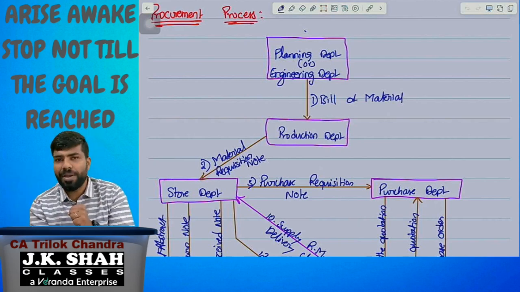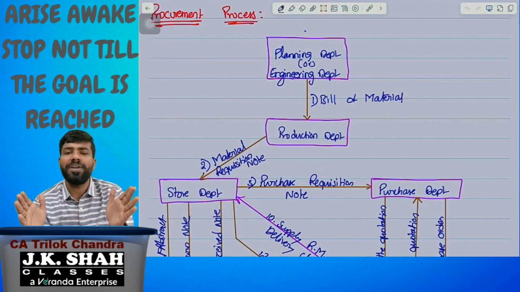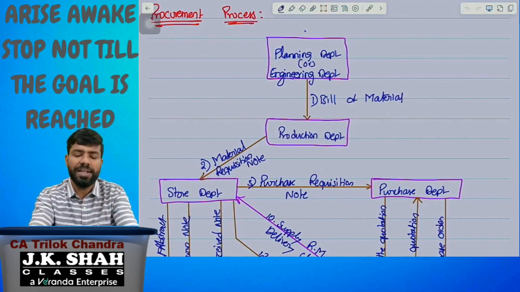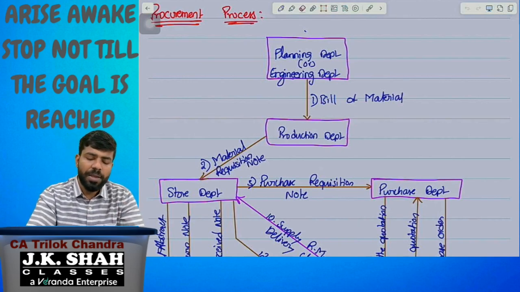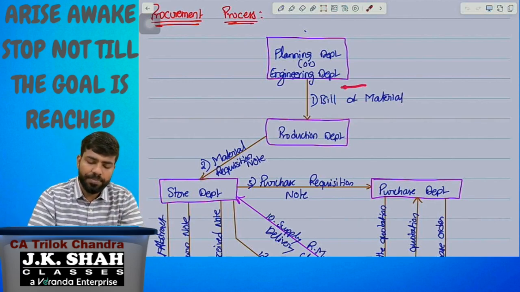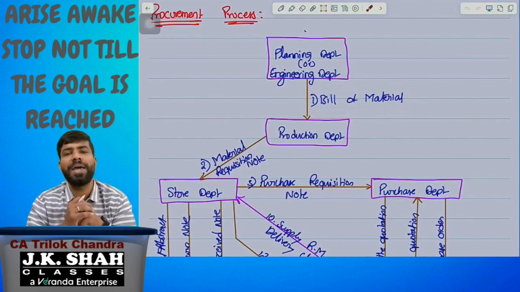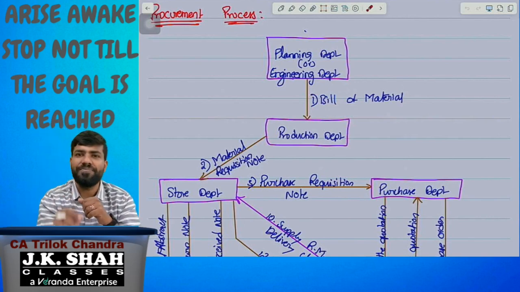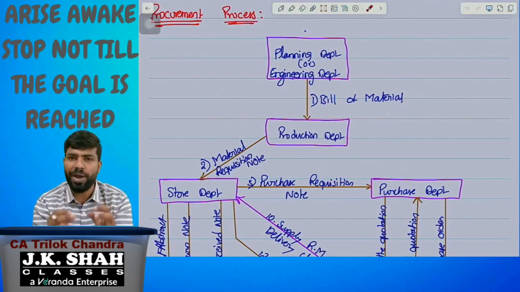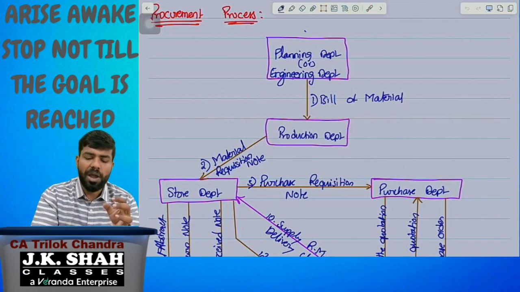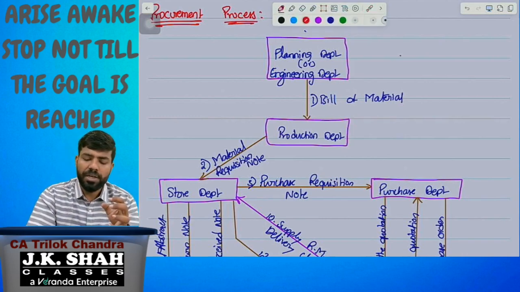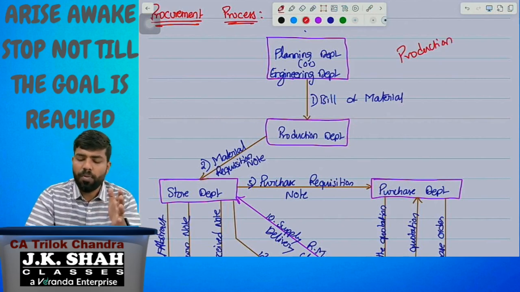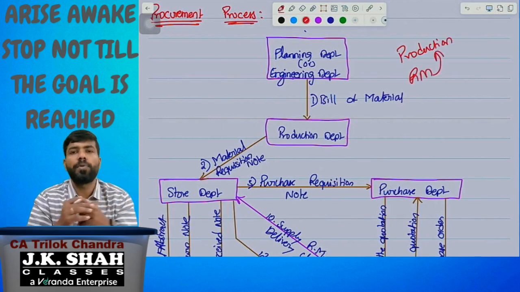According to the production requirement, they are going to prepare one document called the bill of material. Look here, that is the first document which they prepare. In the bill of material, they are going to specify what raw materials are required to produce the required production. They are going to estimate the raw material required for the production purpose.